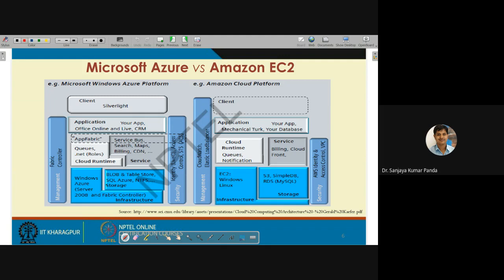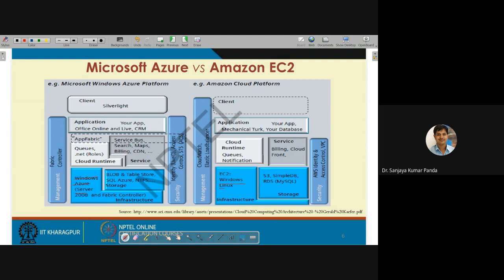So if you look into Amazon, it has Windows servers. You can see Windows Azure Server 2008. In the Amazon EC2 case, you will get Windows servers or Linux servers. You can see in the bottom part, it is written that you can take either Windows or Linux. But here, it is Windows Azure, focusing only on the Windows part.